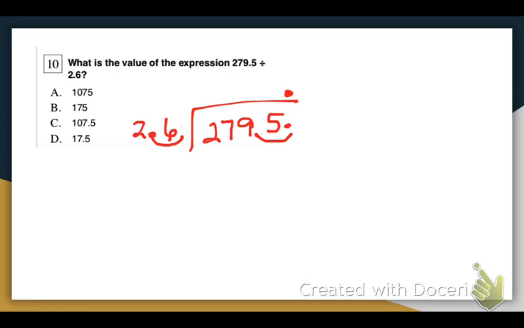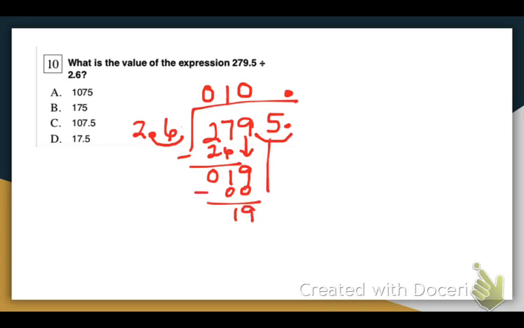Well, 26 won't go into 2, but it will go into 27 one time. And I subtract, I get 1. And 1 is smaller than 26, so I can bring down my 9. Now, 26 won't go into 19, so I have to put that placeholder 0. Okay? And you can go ahead and put zeros here and subtract and get 19 again. Then bring down your 5.